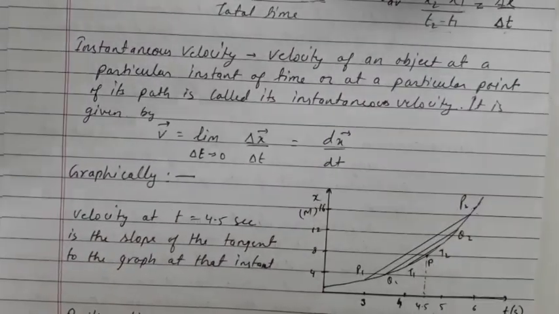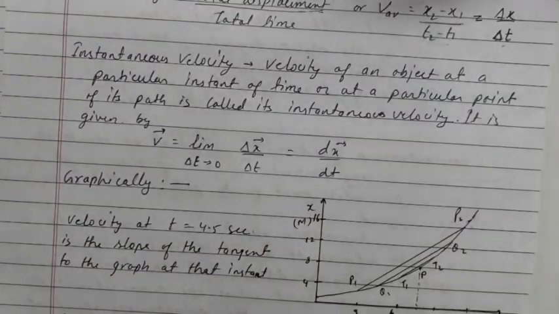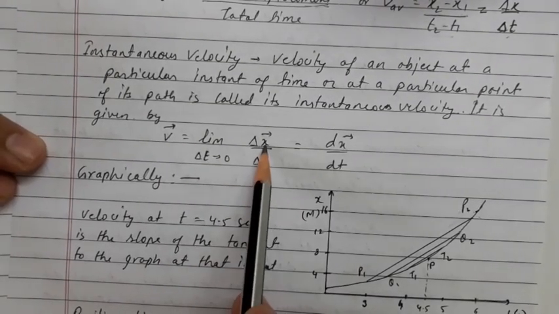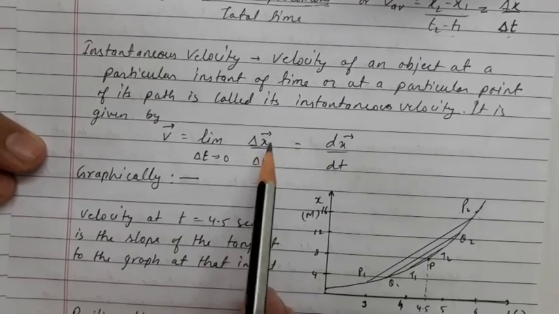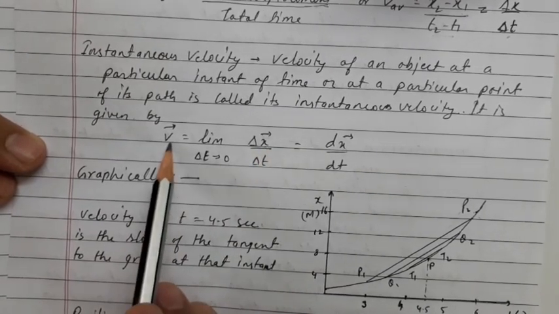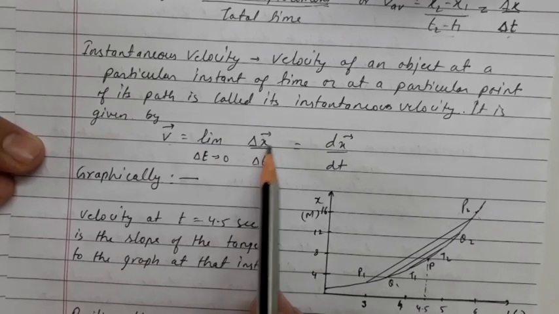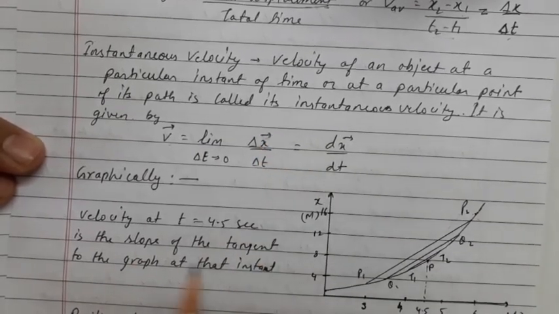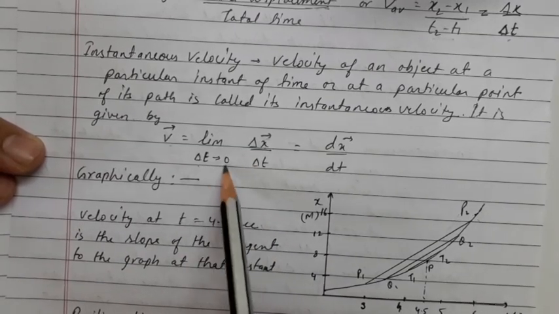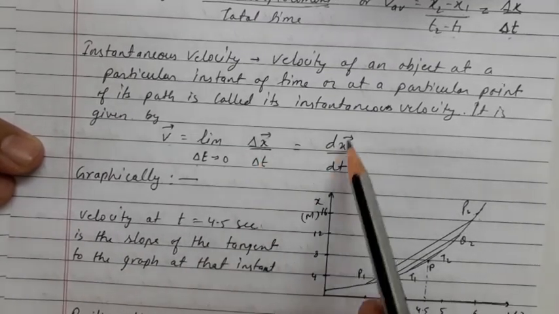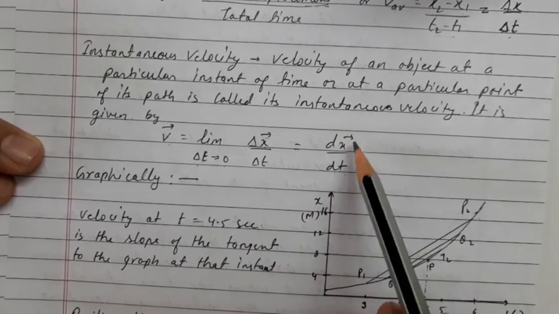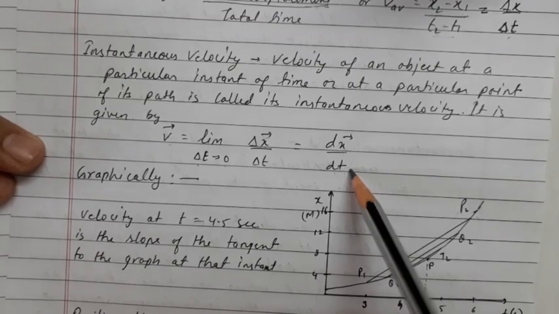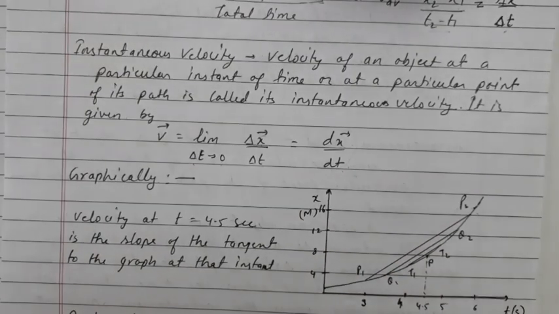Instantaneous velocity. This is also similar to that of instantaneous speed, but here we are considering displacement. Instead of distance we are considering displacement, and instantaneous velocity is given by change in displacement upon change in time. This arrow sign represents that it is a vector quantity where del t tends to 0, or this can be written as dx upon dt, where we can say that this is the change in displacement with respect to the time. So this is all about the instantaneous velocity.